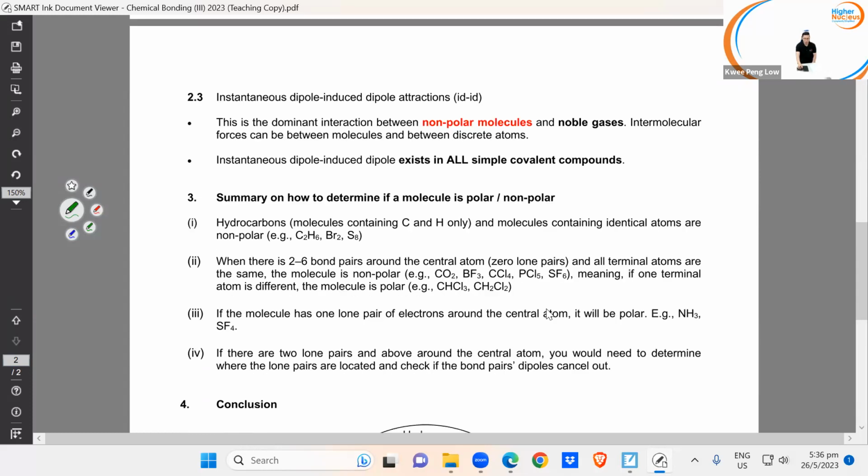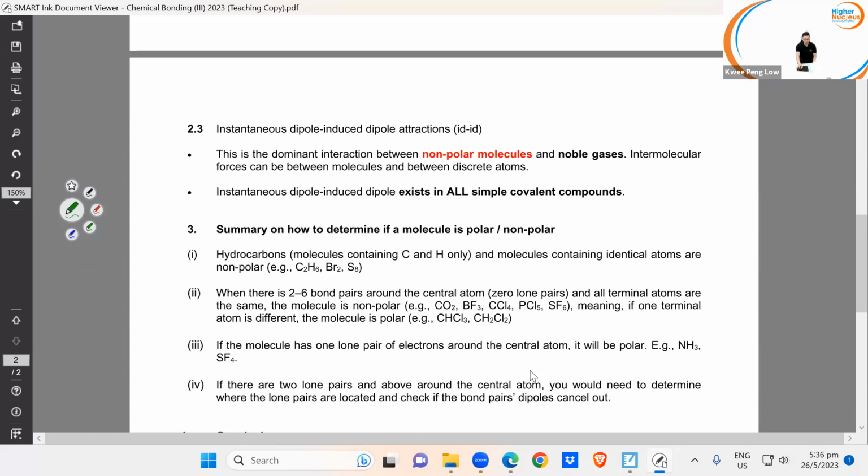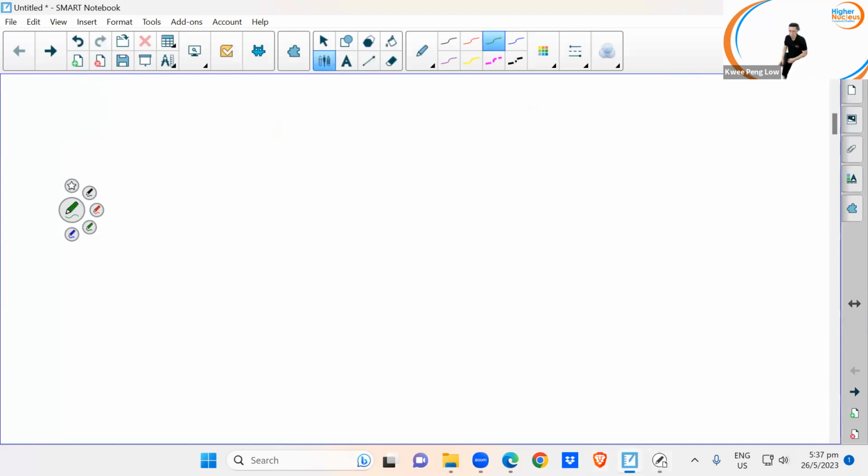Okay? If you have 2 bond pairs and above about a central atom, now the molecules may or may not be polar depending on the shape. So you have to see whether the dipoles can cancel out or not. Okay, let me give you another example. Take a look at this one.